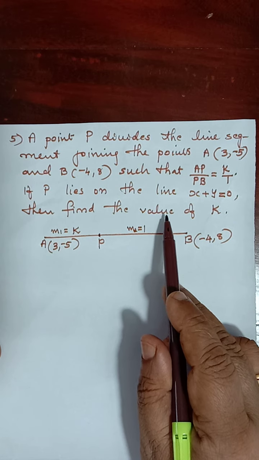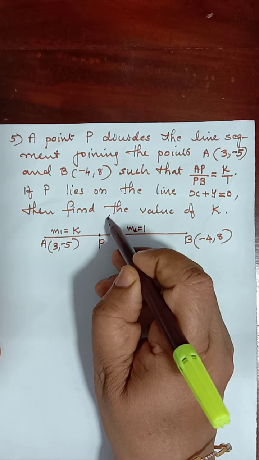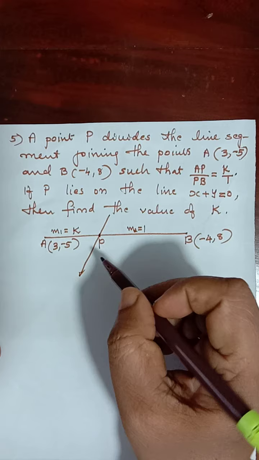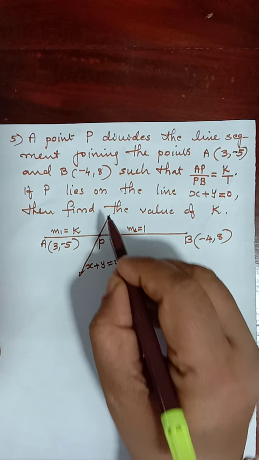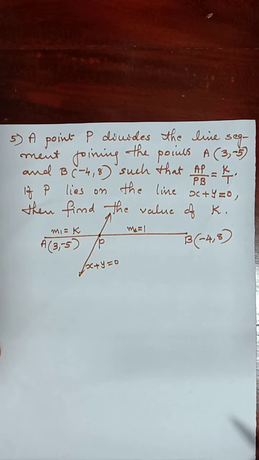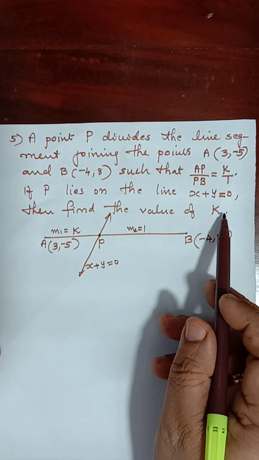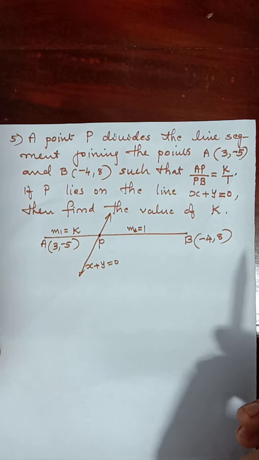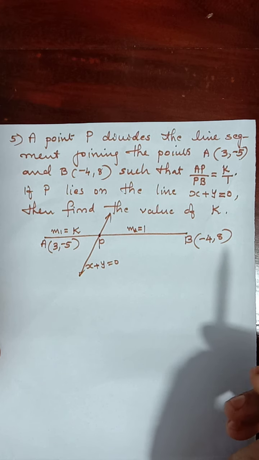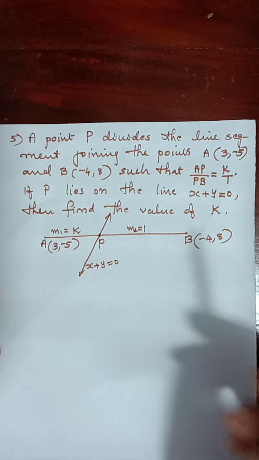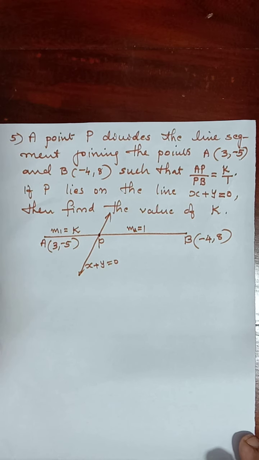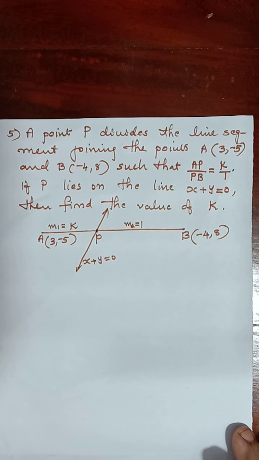Okay. AP is to PB. P lies on the line. So this P is on a line and that line is x plus y equal to 0. So P lies on the line. Then we have to find the value of K. This K value we have to find out. Okay. So K is to 1. That K value, this M1, we have to find out. So it is easy to find out using our section formula.